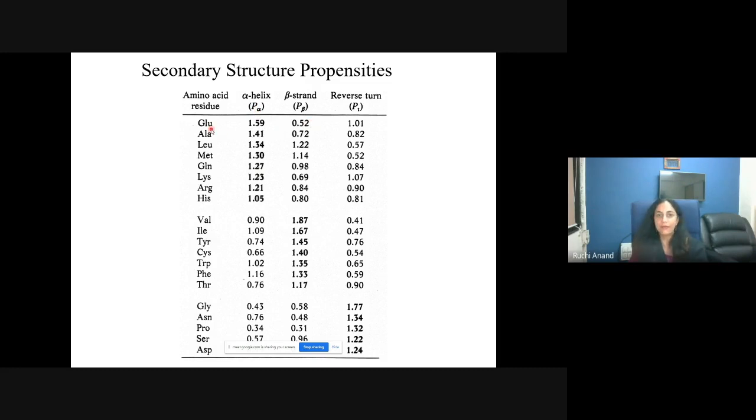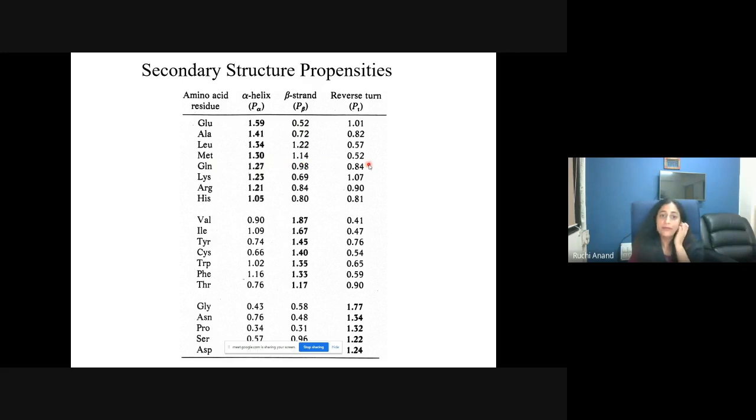So glutamic acid, for example, prefers being in an alpha helix, not much in the beta sheet, and in reverse turn also it's okay. Now, you can look at this methionine residue. It likes to be in alpha helix and beta strands, pretty much. Little preference for alpha helix, not in turns, because the probability is quite low for it.